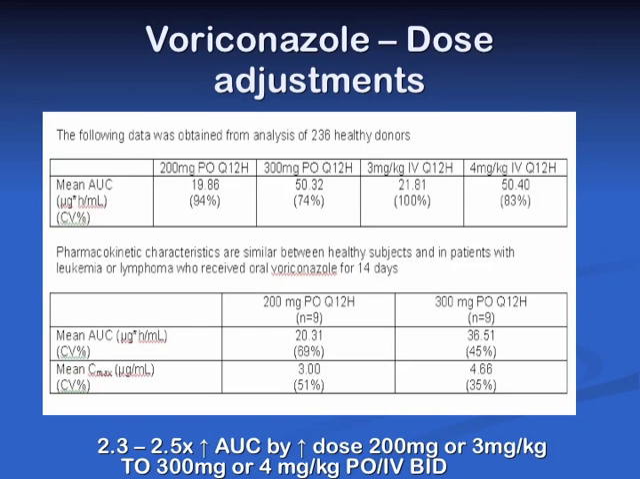And I just wanted to point out, as I mentioned before, if you increase your voriconazole dose from 200 milligrams twice a day to 300 milligrams twice a day, you actually increase your area under the curve exposure by about 2.3 to 2.5 fold. So the concentrations go up substantially more than proportionally due to its saturable metabolism.